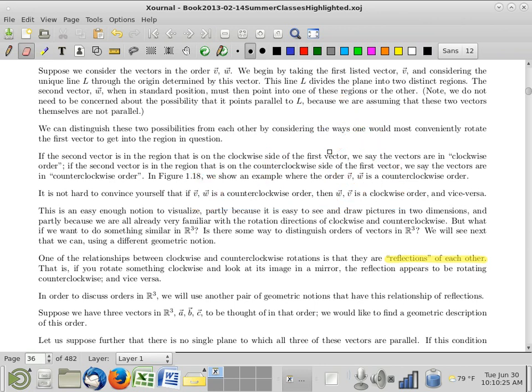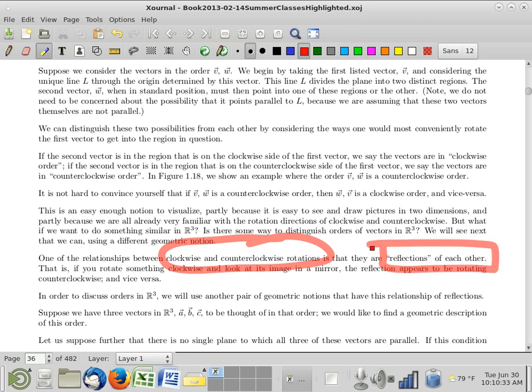Here's another kind of cool fact, and that is that these two notions are reflections of each other. Right? And this is an old fact, right? If there's a clock, you can see which direction the clock goes. If I had a mirror, and if you were looking at the clock in the mirror, it would look like the hands were going counterclockwise. Right? So clockwise and counterclockwise are reflections of each other. It's just another observation about this little system that we've created.